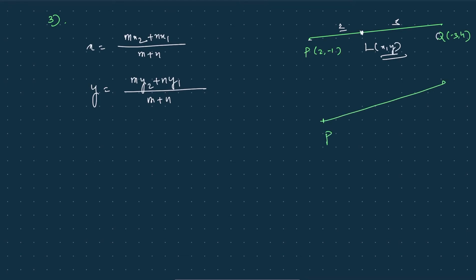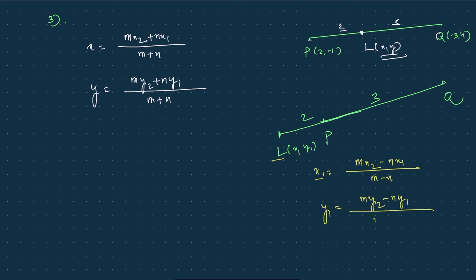This is P, this is Q, but here the point L, suppose (x1, y1), is dividing this line in the 2:3 ratio again. Now for this one, I'm going to write the formula here. (mx2 minus nx1) divided by (m minus n). This is for the x coordinate of L. Then for y1, it is going to be (my2 minus ny1) divided by (m minus n).